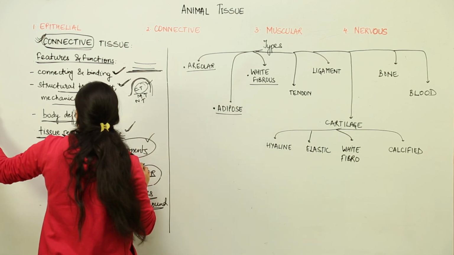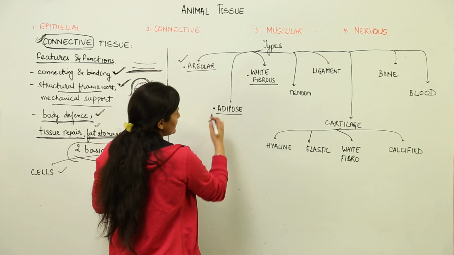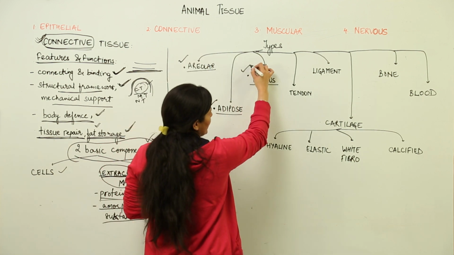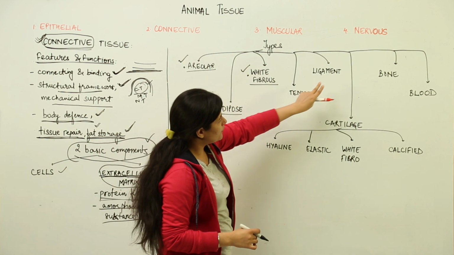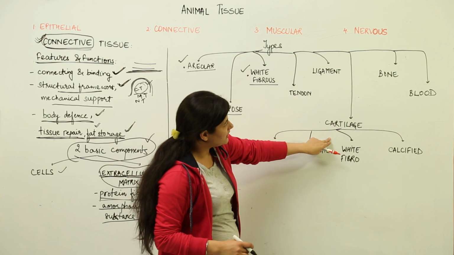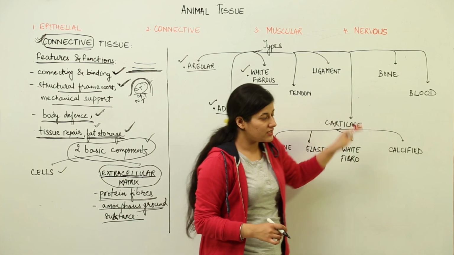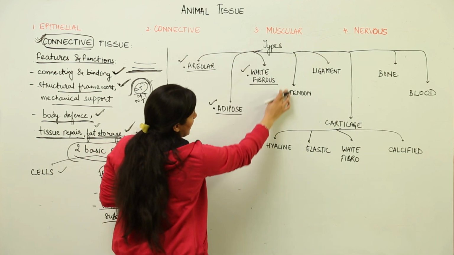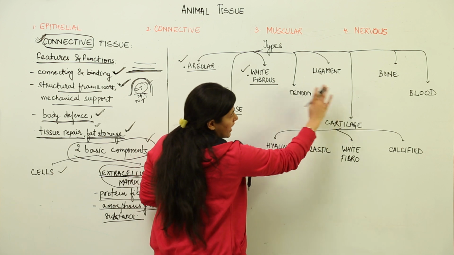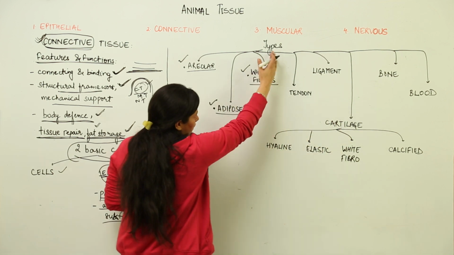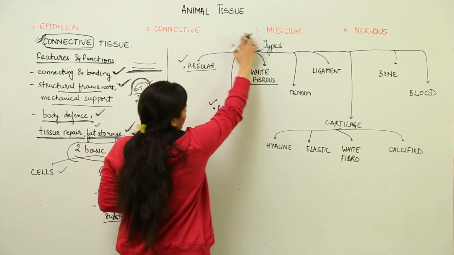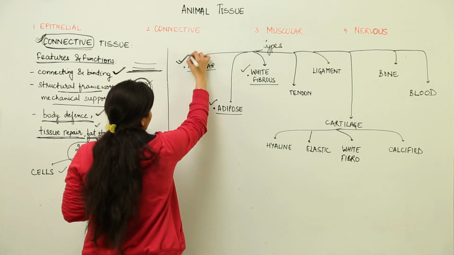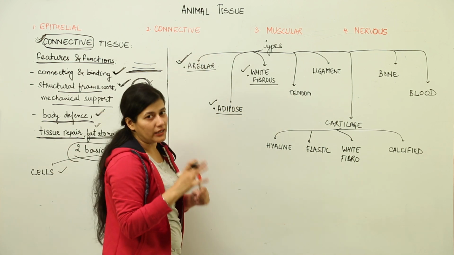Now what are the types? First one is areolar, second is adipose, third is white fibrous, fourth is tendon, fifth is ligament, then we have cartilage, bone and blood. In this lesson we are going to take into account these three, because these three are somewhat similar and the rest ones have some similar specifications. Now these three, basically the areolar tissue is providing the bulk.